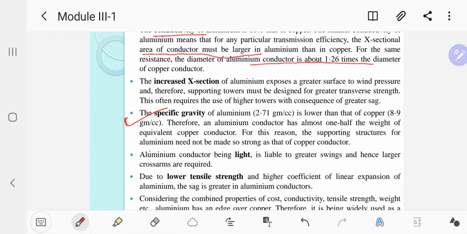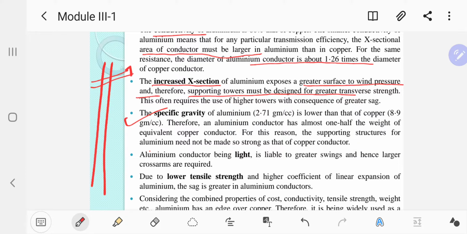One more thing I wanted to mention is that the increased cross sectional area makes a greater surface exposed towards the wind pressure. The problem is that the supporting towers should have a greater transverse strength, and this is why we use higher towers in the case of aluminum. I hope you understood this.